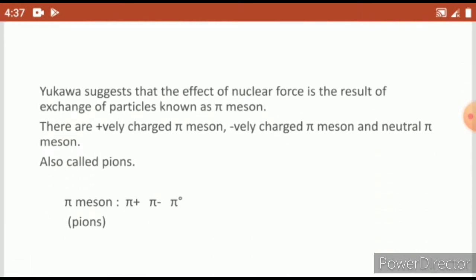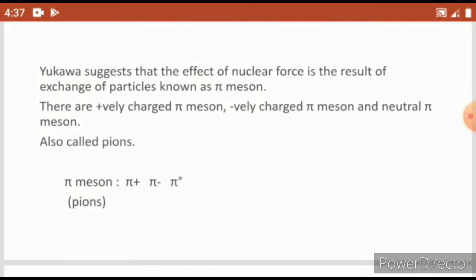Here, Yukawa basically said that the effect of a nuclear force is the result of exchange of particles, and these particles he named as pi meson. So, the particles which are continuously being exchanged between neutrons and protons are known as pi meson. And there can be different kinds of pi meson. There can be positively charged pi meson, negatively charged pi meson, and neutral pi meson. These pi mesons are also known as pions.